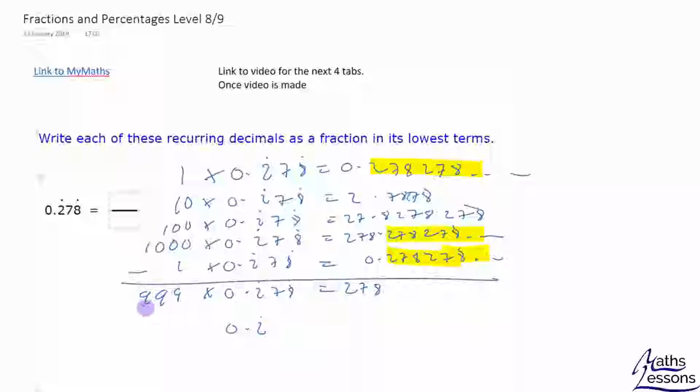So therefore, if we divide by 999, we're left with just 0.278 recurring equals 278 over 999.